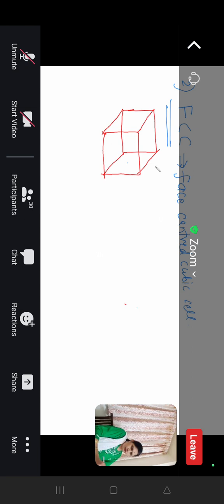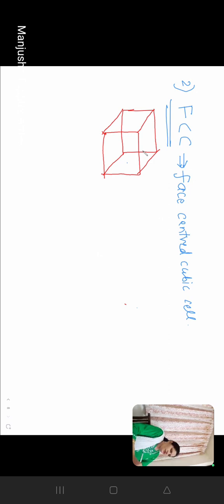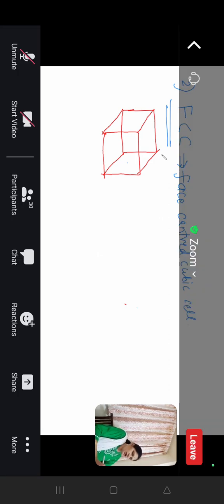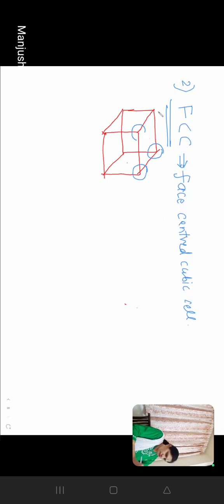Now in face centered cubic cell, there are atoms at each corner. That is there, but along with that, one atom is there on each face also. There are 6 faces, na?